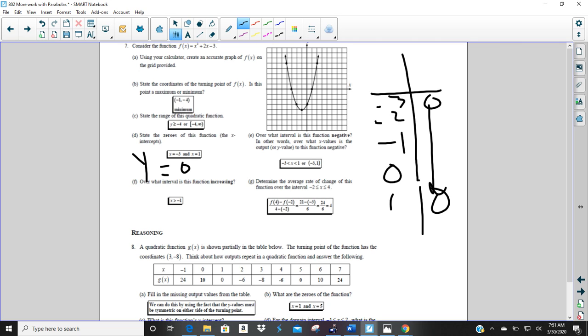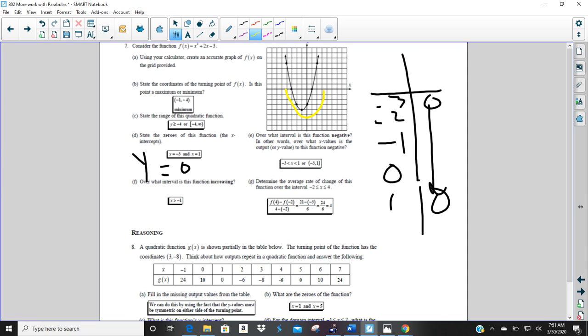Over E, over which interval is this function negative? Be careful on this one. This one actually is tricky. We're looking for any time the graph is below the x-axis. An interval is always x values. Normally we'll write it as, in this case, -3 is less than x, which is less than 1, but you can also write it as an interval. Either one is fine.